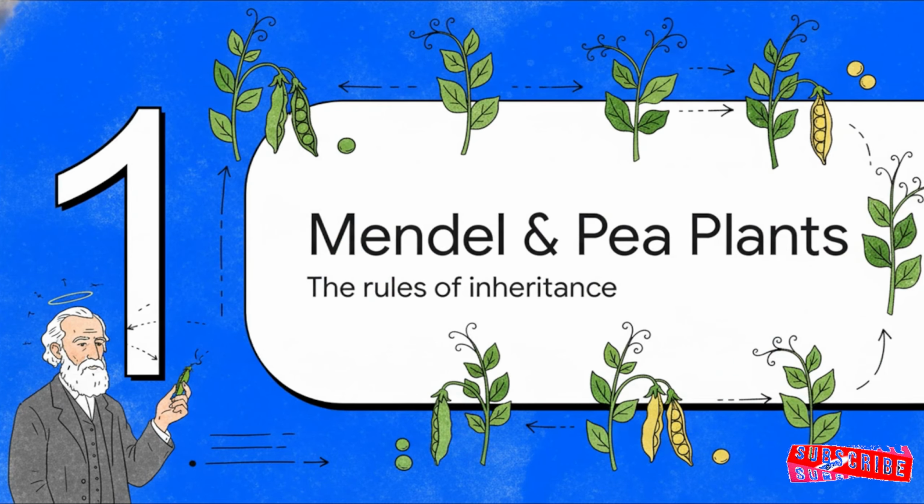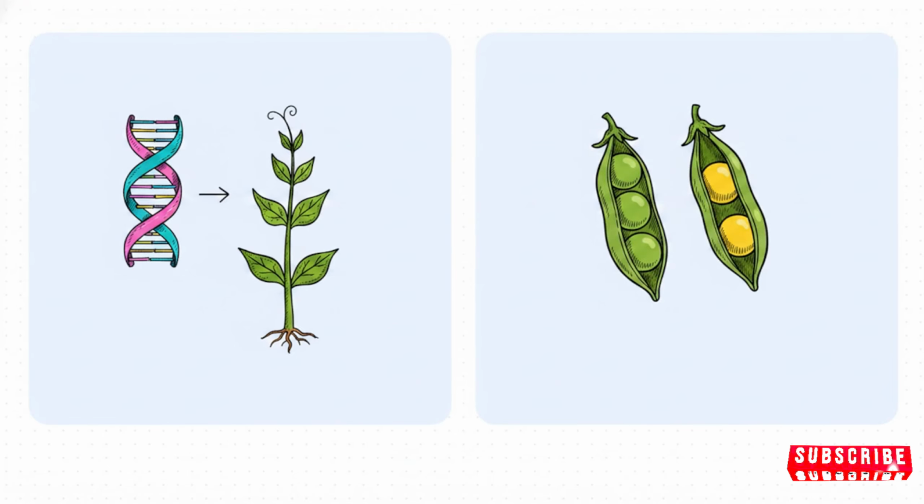All right, Section 1, Mendel and pea plants. Time to look at the foundational rules of inheritance. To really grasp this genetic language, we have to start with Gregor Mendel. The guy spent 7 long years, from 1856 to 1863, just studying garden peas. Now, to understand his work, we need a little vocab.